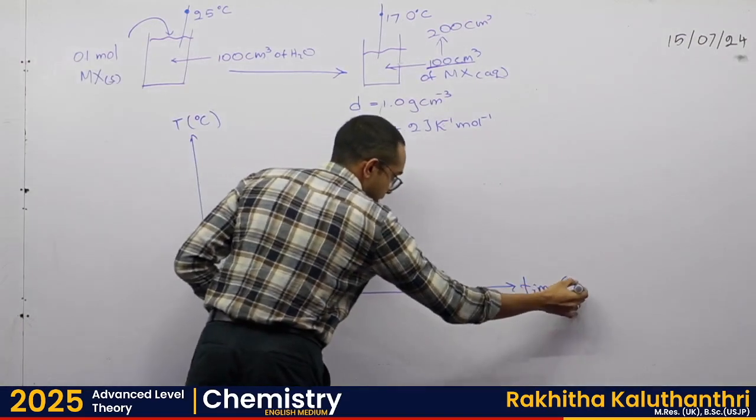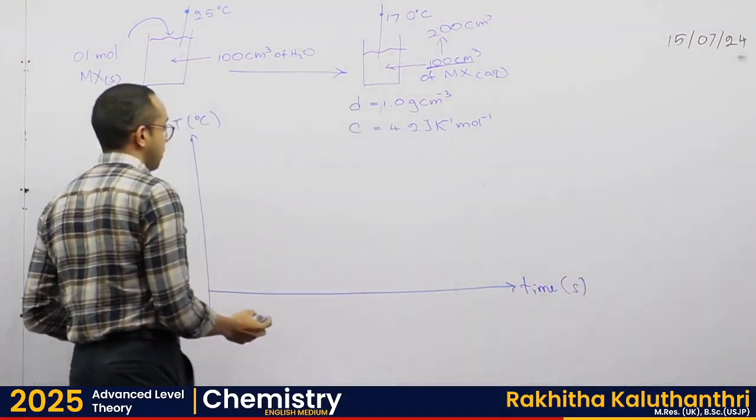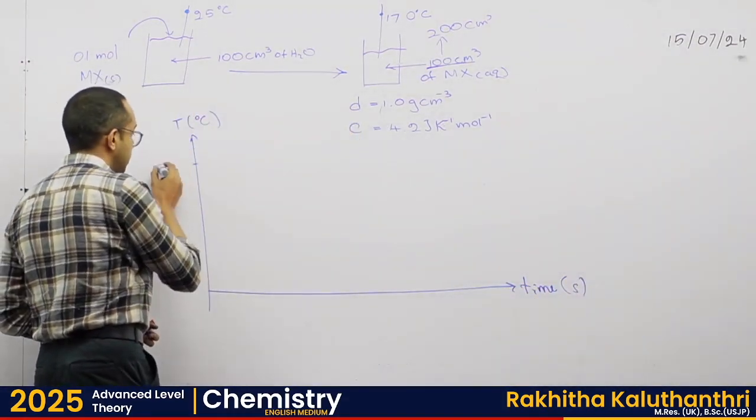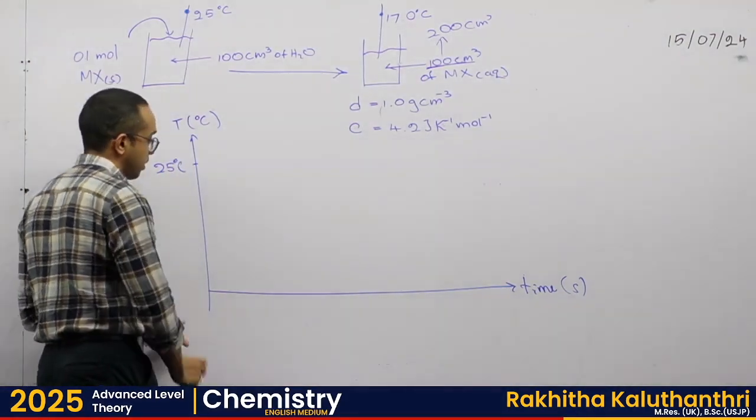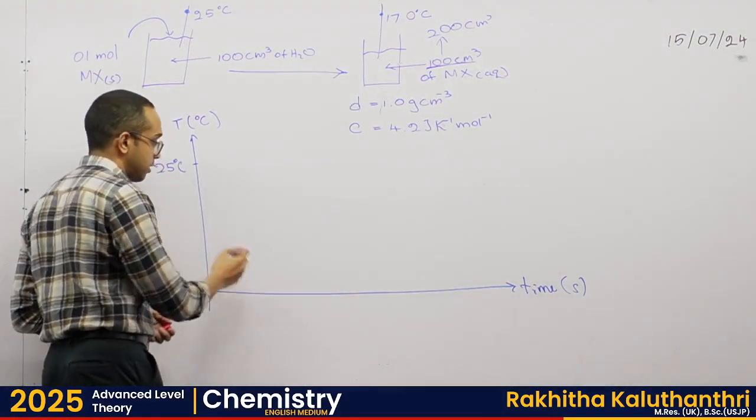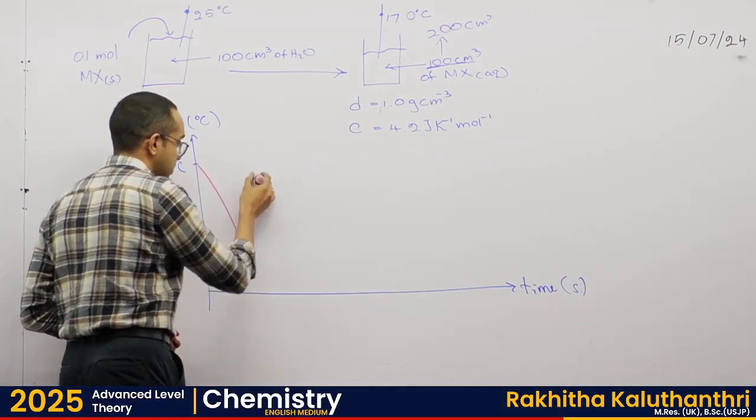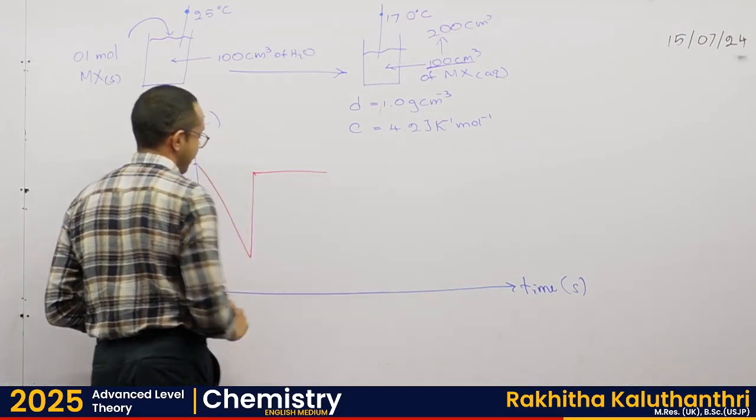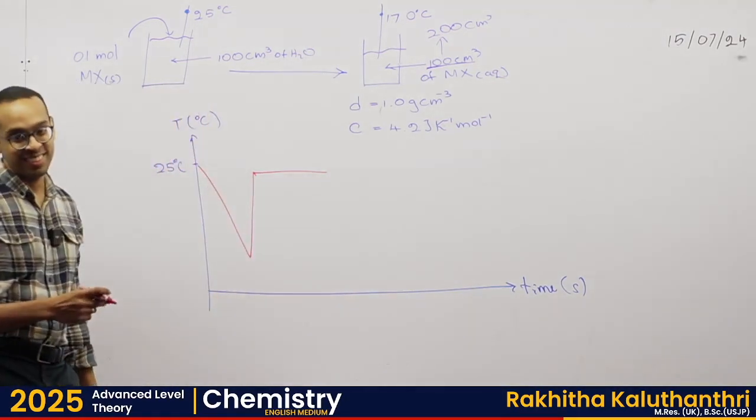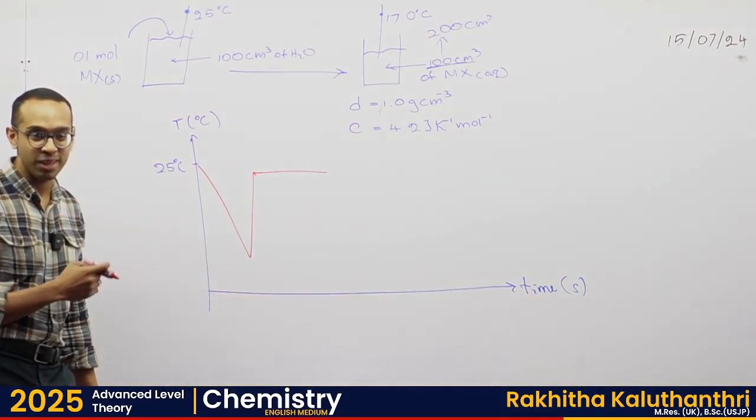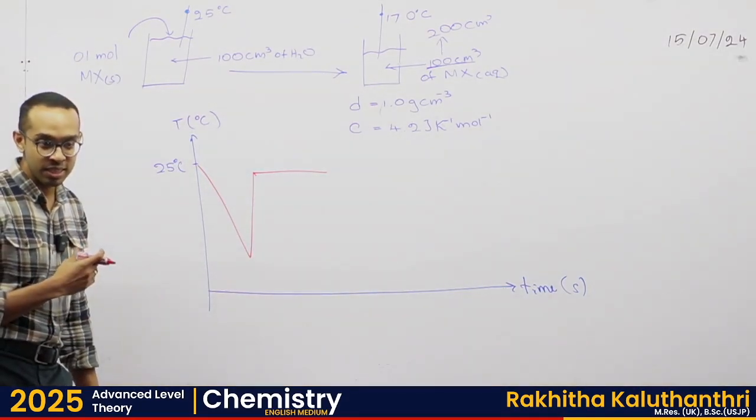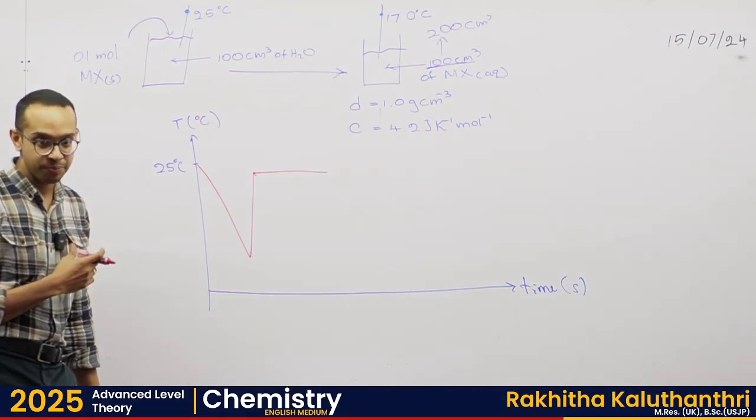Time, let's say seconds. Now we are starting at 25 degrees Celsius. How did you draw it? Anyone drew something like this? Seems to be what is happening. Right. You decrease the temperature, it increases back. Is this correct? Does it decrease this way though?